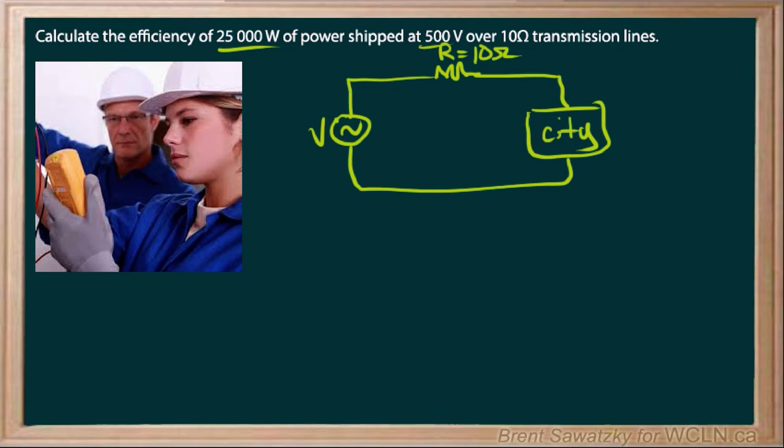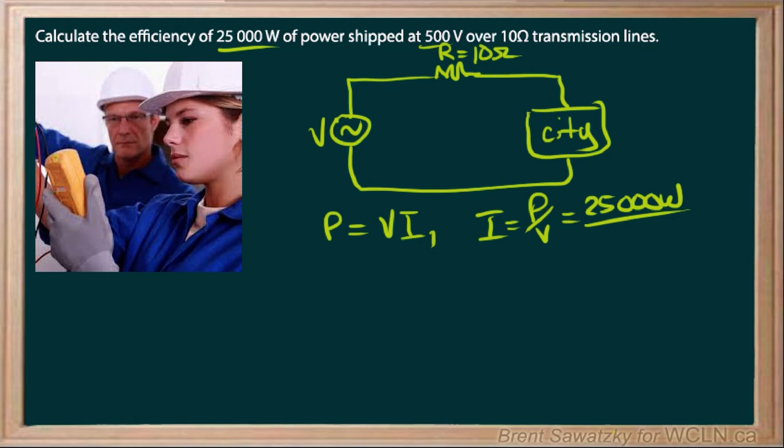So first of all, when we're talking about power and transmitting that power, we often pull out the equation P equals VI. And here, probably a good starting point is to figure out what is the current that's running through here. So I equals P over V, and we're talking about 25,000 watts all over 500 volts. And you can figure that out, pull out the calculator if you wish. 50 amps. So lots of amperage going.